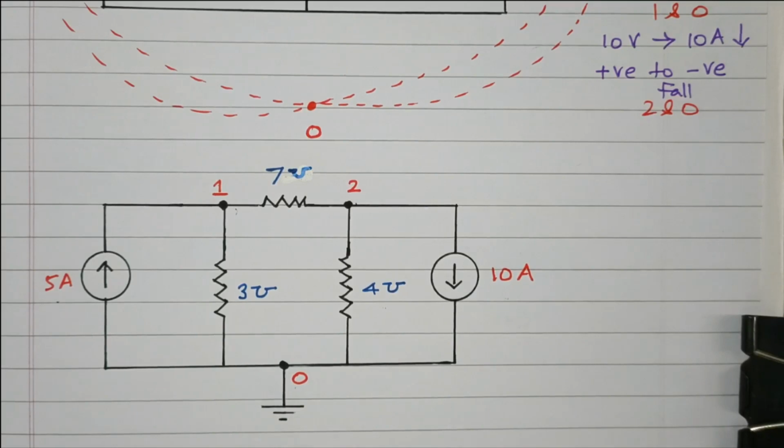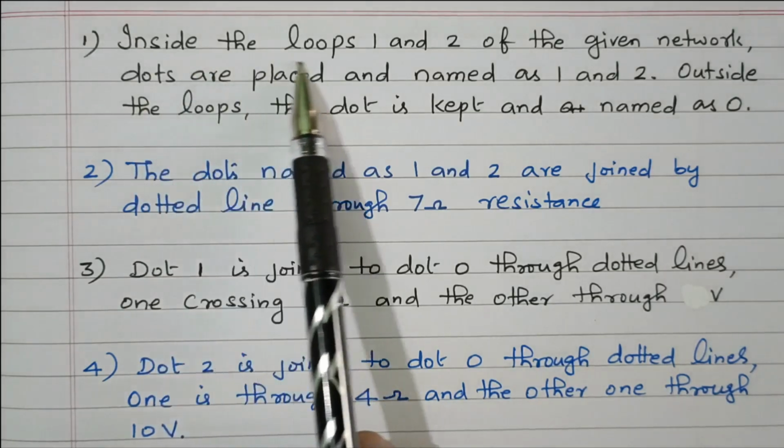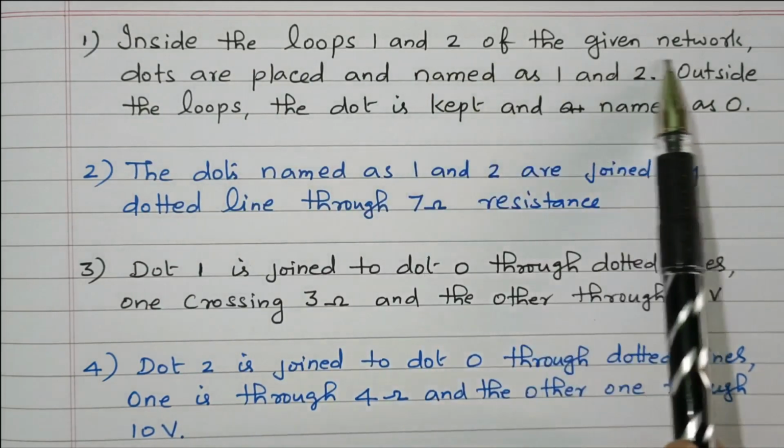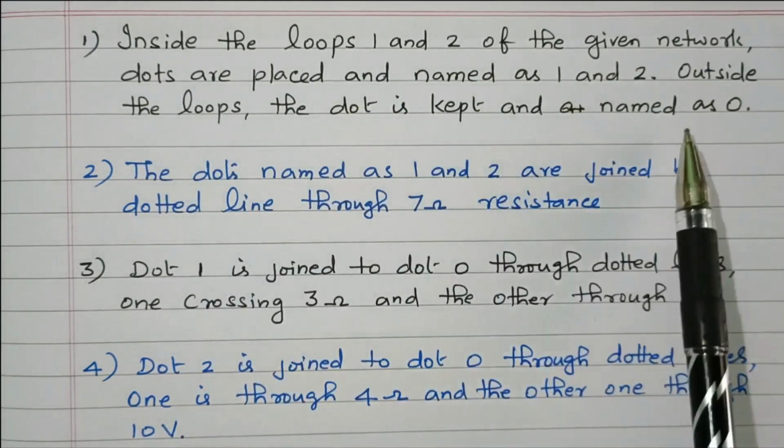Now we'll see the description. The description is available, with the sentences of what we did. We'll see that. So the description is: inside loops 1 and 2 of the given network, dots are placed and named as 1 and 2.